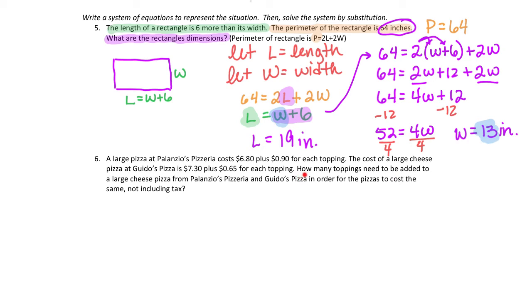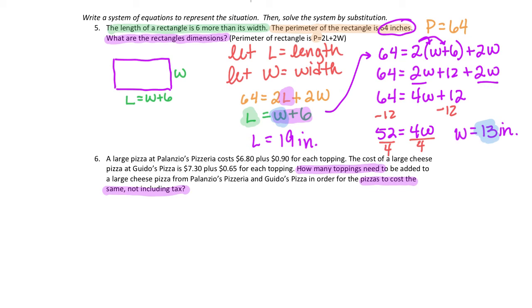This tells us about our variables. How many toppings need to be added to a large cheese pizza from Palzoni's Pizzeria and Guido's Pizza in order for the pizzas to cost the same, not including tax? The last sentence tells us what we're looking for in our variables. How many toppings need to be added to a large cheese pizza from both Palzoni's and Guido's in order for the pizzas to cost the same, not including tax.